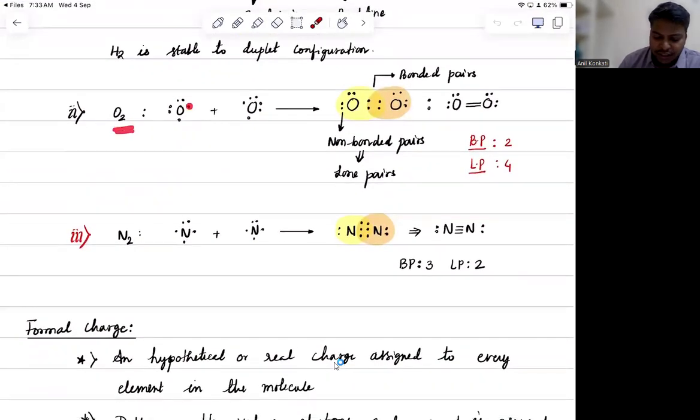O2, on the other hand, shares one electron from here, one from here, one from here, and one from here. So it makes two bonds, and you can notice there are two bonds. In the valence shell, this oxygen has 8 electrons, and this oxygen also has 8 electrons. So there are two bonded pairs, and the remaining electrons are called non-bonded pairs or lone pairs. There are a total of two bond pairs and four lone pairs in this molecule. N2, on the other hand, forms a triple bond, so three bond pairs and two lone pairs are present in it.